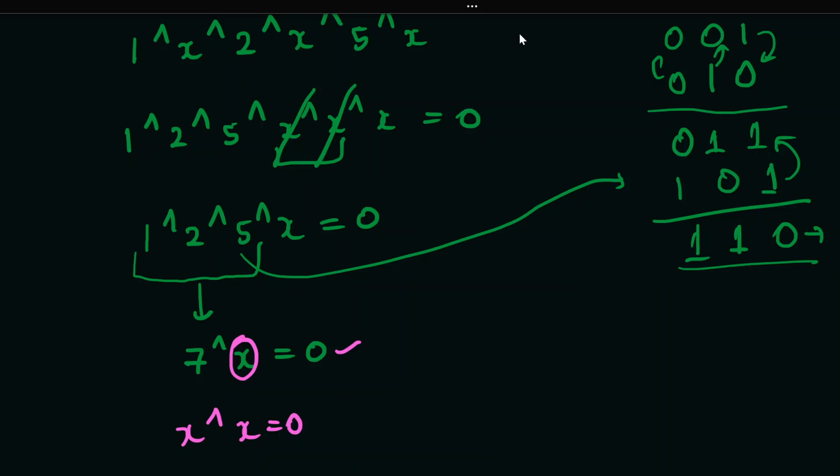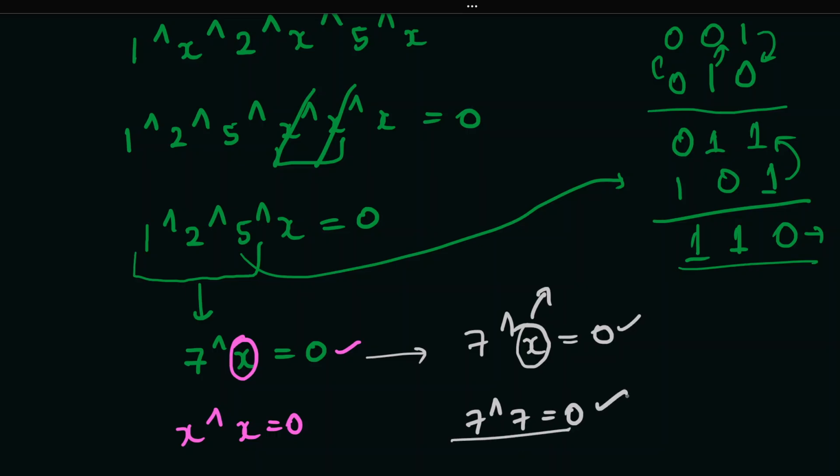Can anyone answer this? Yeah, go ahead. So 7 XOR x is equal to 0. What will the value of x be such that the answer is 0? 7. Exactly. Because 7 XOR 7 is 0, right? So XOR satisfies. So what is the value of x? x is 7.